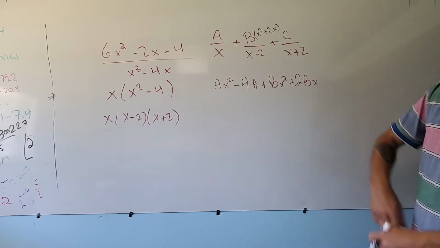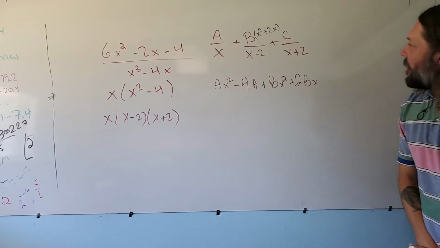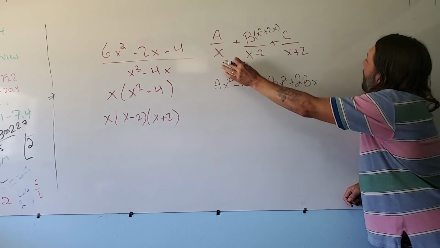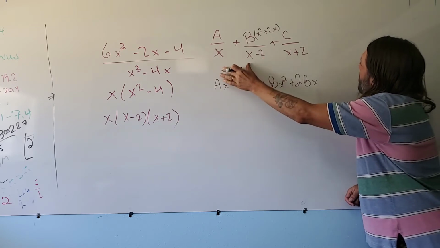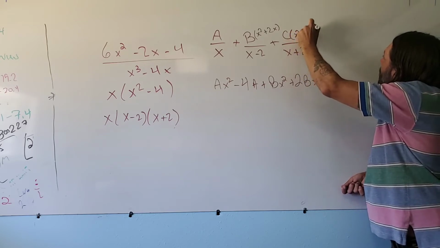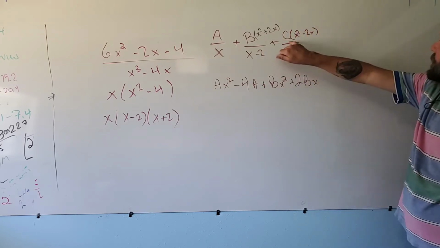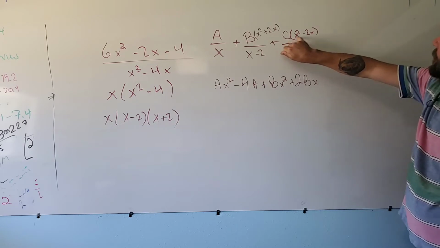And for my last fraction, it's missing these 2 factors. So I'm going to multiply it by x times x minus 2, so that becomes x squared minus 2x. And let's see here. So I get cx squared minus 2cx.